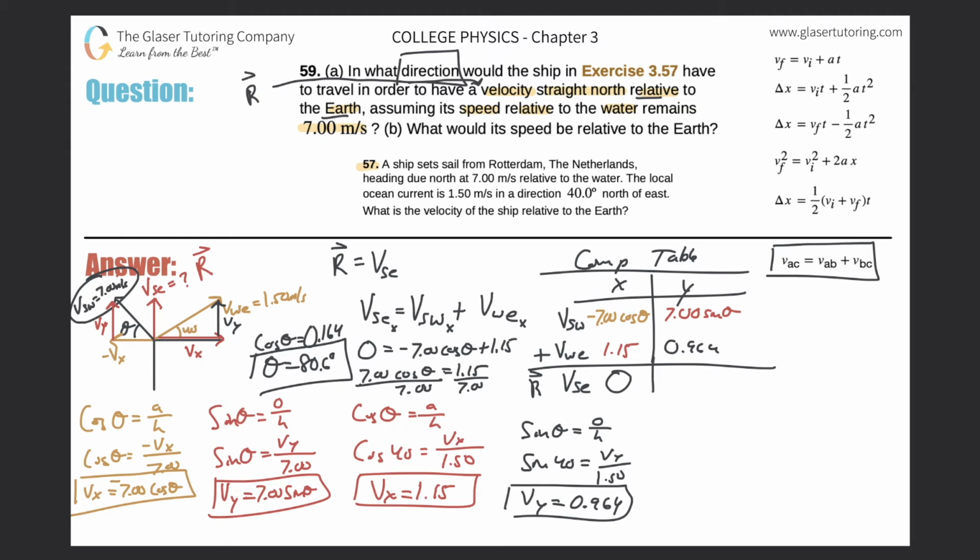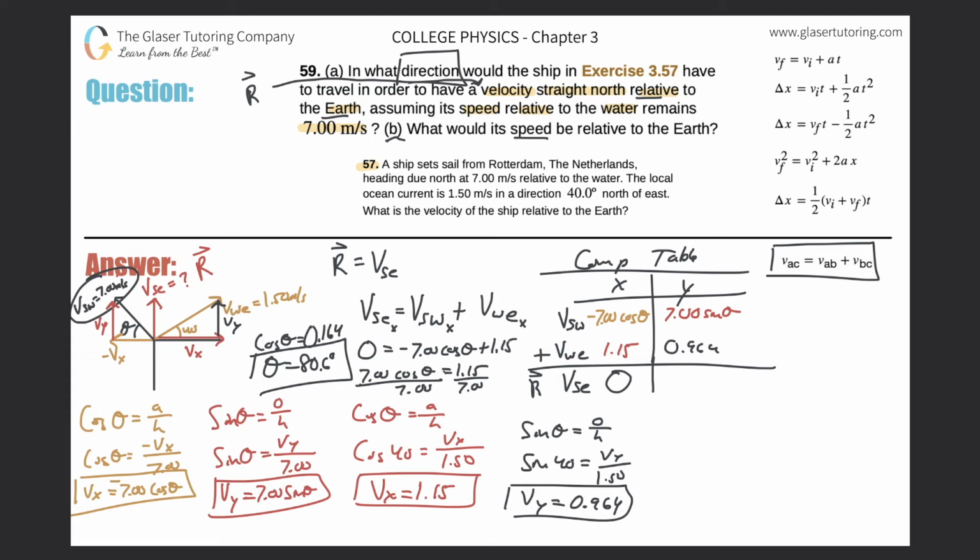It takes a little bit of creativity thinking about the different parts, but when you start piecing it all together, start setting up your component table and then thinking, wait a minute, do I know what the x component of the resultant vector should be? It kind of starts coming together. So we do know the angle. Okay, very good. And now it's asking us for letter B, what would its speed be relative to the Earth?